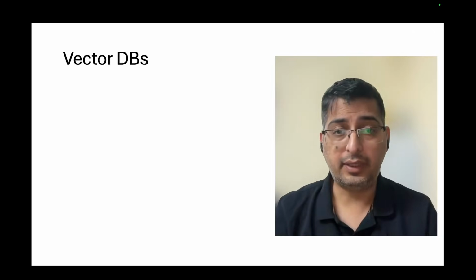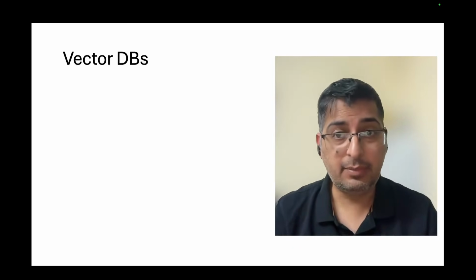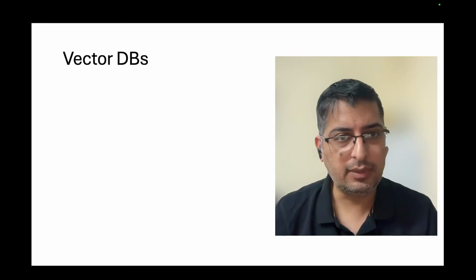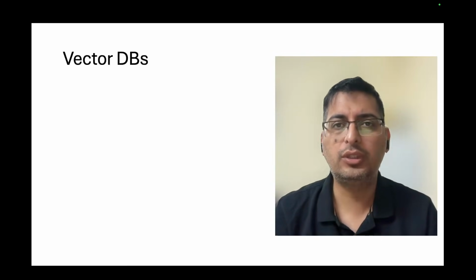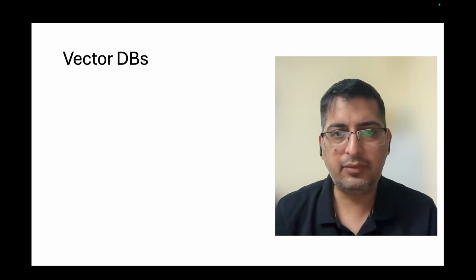Now, since we have these vectors, we need to store them somewhere, right? And VectorDBs are the place where we store them. But the question is, why do we need VectorDBs to store this? Why can't we store this in MySQL or Postgres or Oracle or any other traditional database? Why do we need specialized databases? Let me explain that with an example.